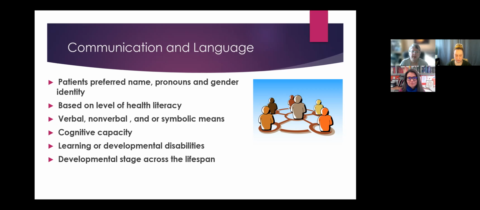We all know that verbal and nonverbal are so important, but also the symbolic means of different things that we do. And where are they with cognitive capacity? Are they able to really engage with what's going on? Or are they only holding on to certain parts of it? We also have to deal with people with learning or developmental disabilities. And so everything can go along with that.